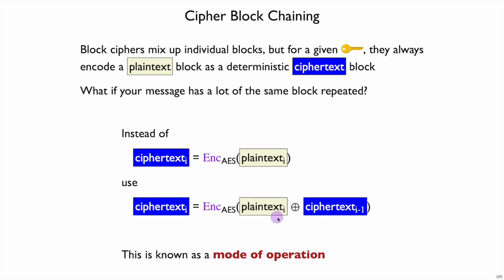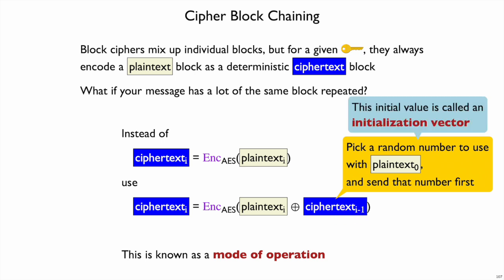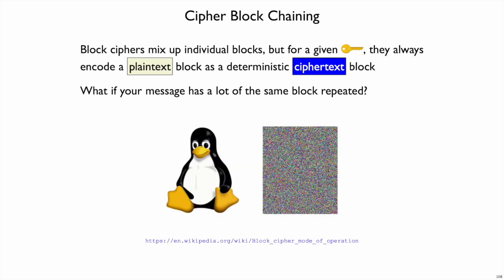What about plaintext 0? We don't have a ciphertext -1 in that case. You could just always use 0 to start, but even better is to pick a random number to use as plaintext 0. Communicate that random number as the first part of your message, and now you have a ciphertext -1 basically as that random number. But instead of calling it ciphertext -1, we call that number an initialization vector, because it's initializing this mode of operation. And if we use this mode of operation on the penguin picture, then we get a much better encryption. You can't see any sort of penguin in this picture. It looks like random pixels.